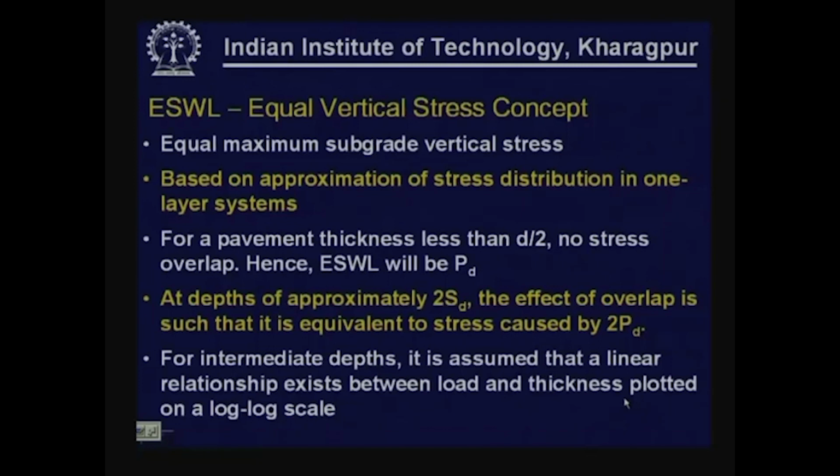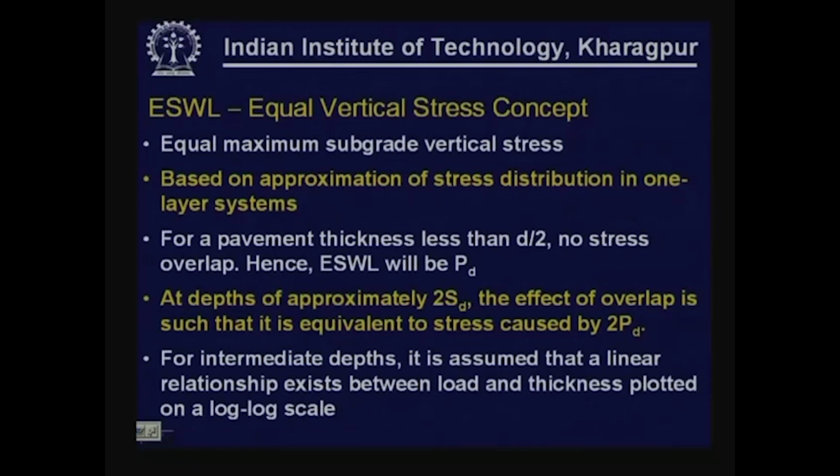We are referring to equal maximum subgrade vertical stress. If we have a two layer system, we are talking about the vertical stress on top of subgrade. If we have single layer system where there is no pavement, it is only subgrade that we are talking about. Normally such systems are not of much importance to us, but still if we are referring to a single layer system, we are referring to vertical stress at a specified depth. This is based on the approximation of stress distribution in the layer system or single layer system.